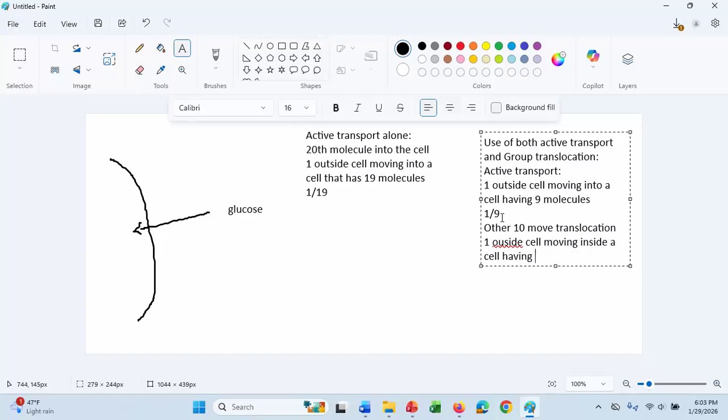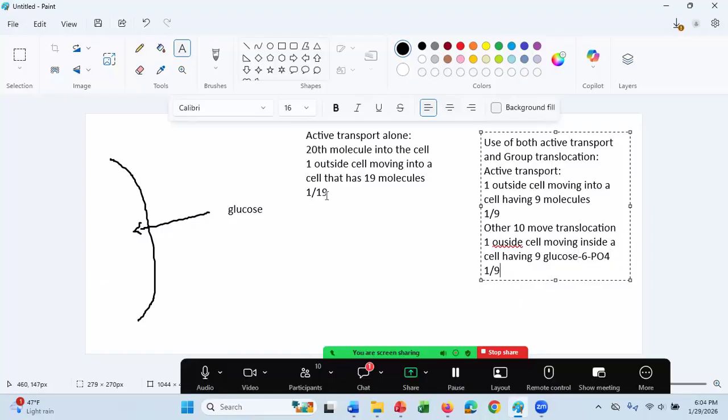And it's not 9 glucose molecules, it's 9 glucose 6 phosphate. I'm going to just abbreviate phosphate. So once again, the gradient is 1 over 9, which is a much easier gradient to overcome than 1 over 19. Any question about any of that?